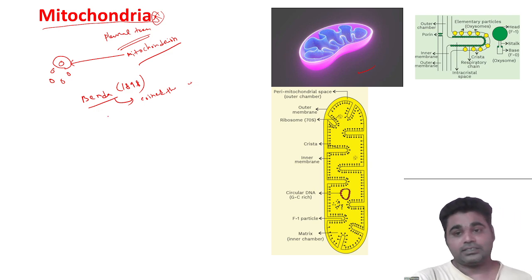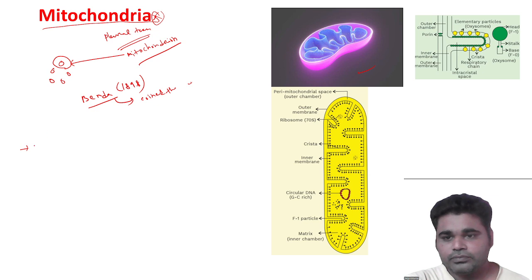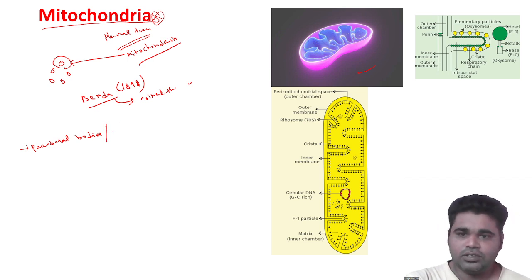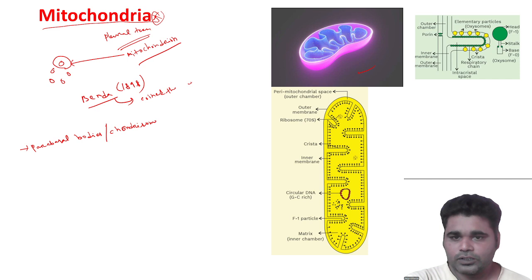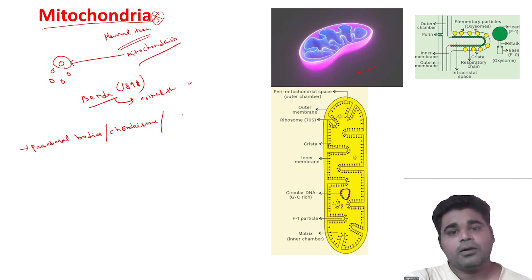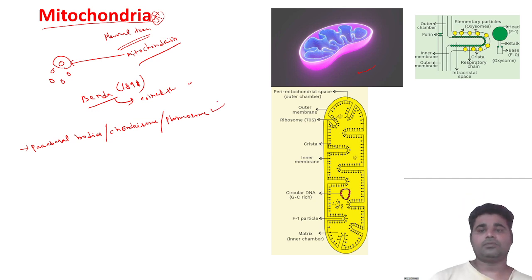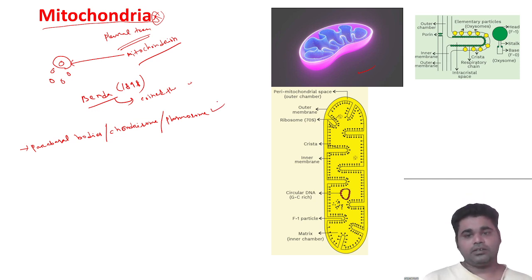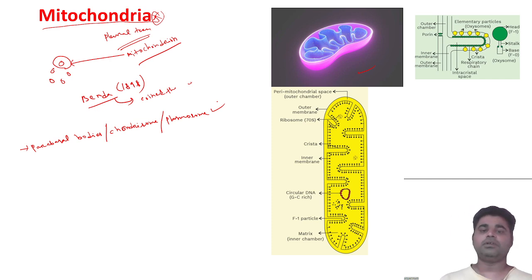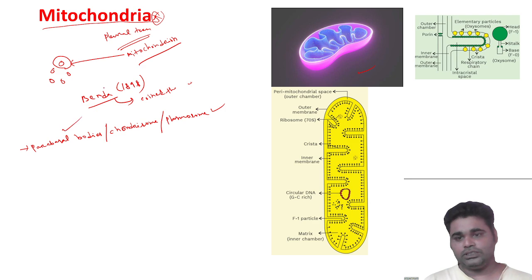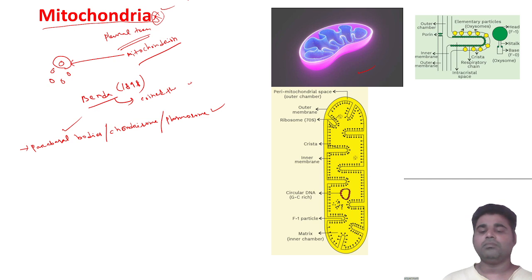And mitochondria is sometimes also called parabasal bodies, or it is also called chondrisome, or sometimes it is also called plasmosome. So there are different names of the mitochondria: the parabasal bodies, the chondrisome or the plasmosome. They are also the mitochondria. They are the different terms for the mitochondria, but mostly we use the term mitochondria.